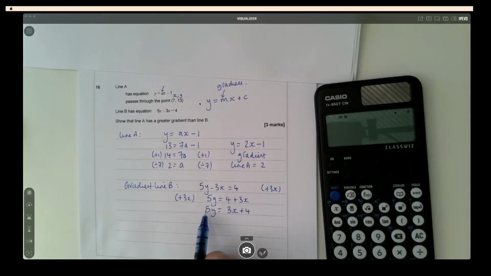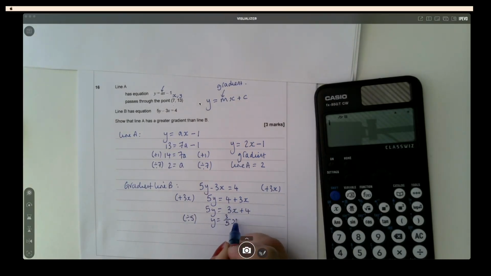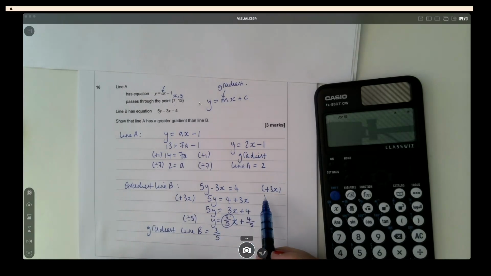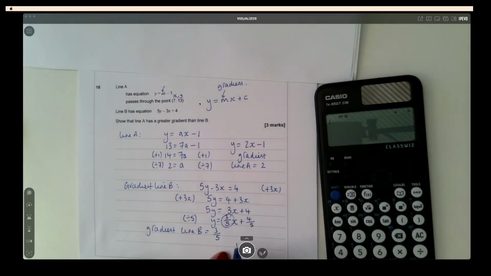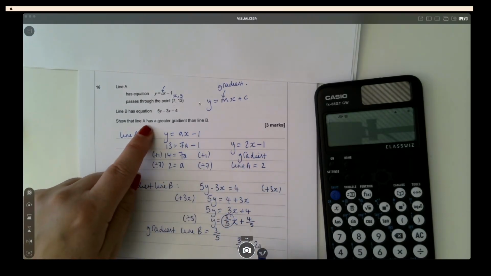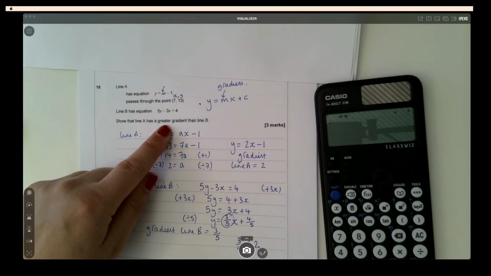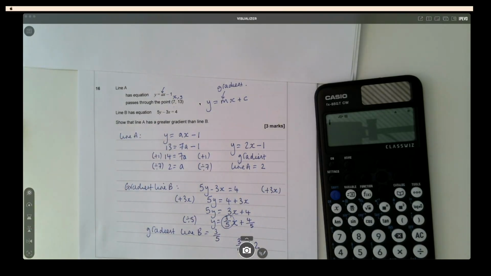The problem here though is it's 5y, not y. So what we're going to have to do is divide by that 5. So divide by 5, y equals 3 over 5 x, add 4 over 5. So the gradient of line B is 3 over 5. So 3/5 is less than 2. So line A has a greater gradient.